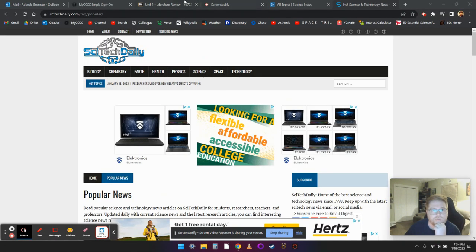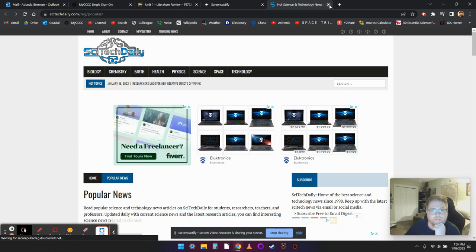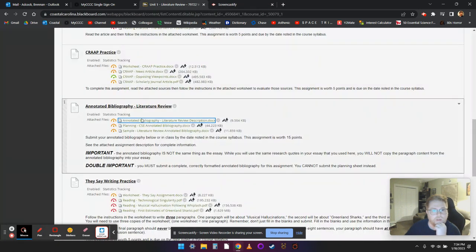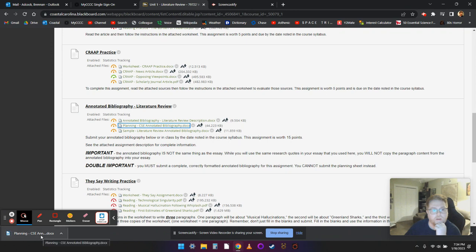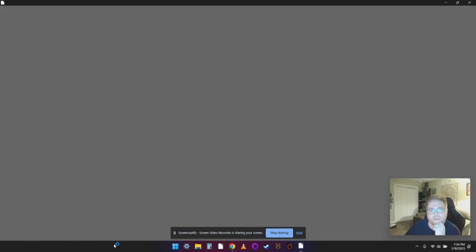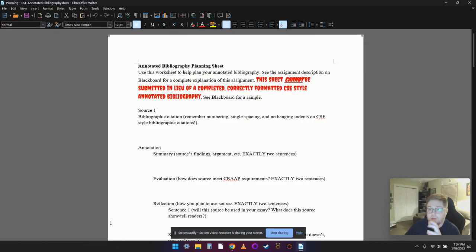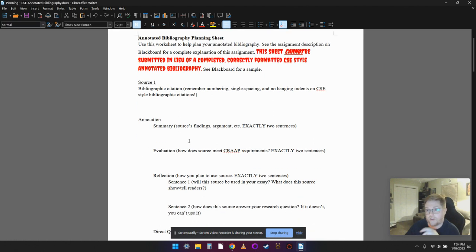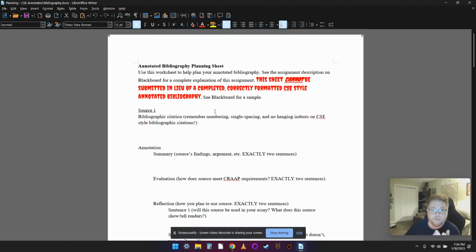So let me show you two other things I have given you. There's a planning sheet for this. I think of this as the pre-writing for the bibliography. You're not actually turning this in, but it's really helpful for putting the thing together. So just remember, this is not what you turn in. What you turn in is going to look like the sample I'm going to show you in a second.